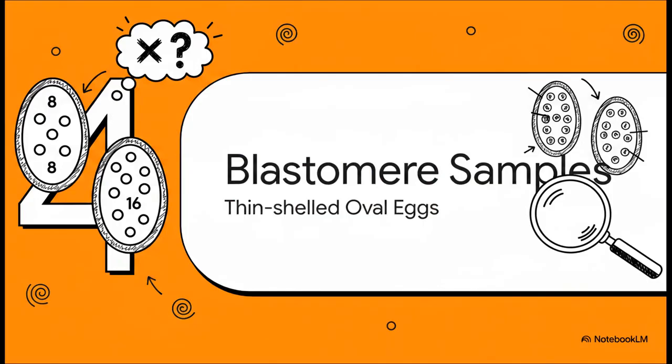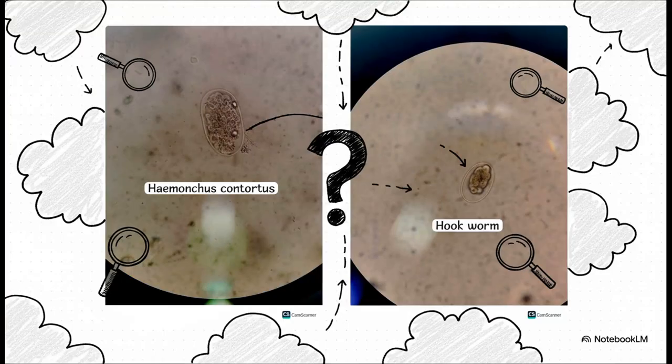Up next, Section 4. Comparing blastomere egg samples. Welcome to what I like to call the blastomere battle. Looking at Haemonchus contortus and hookworm side by side, the challenge is pretty obvious, right? Both of them present as light brown ovals. Both feature very thin, really smooth shells.